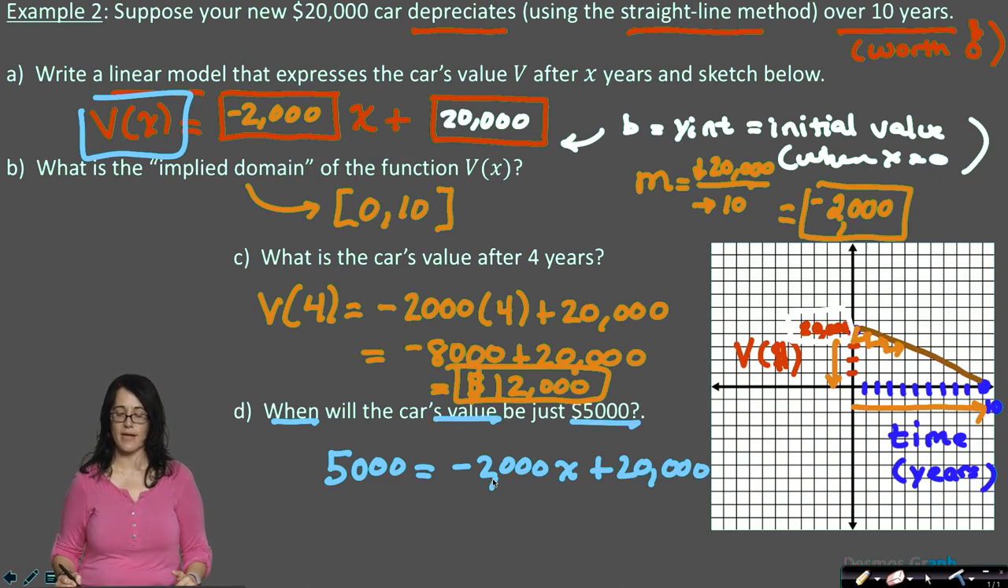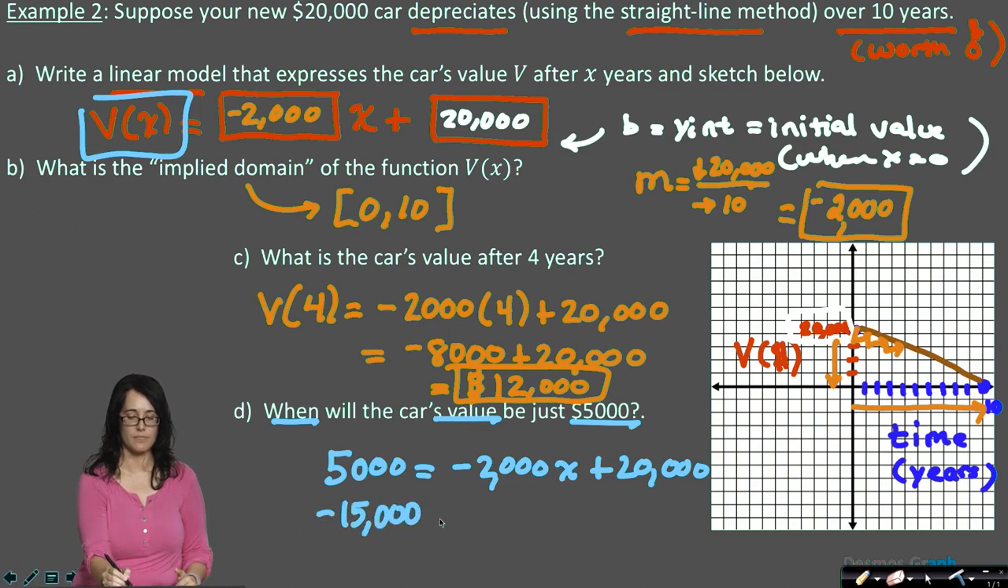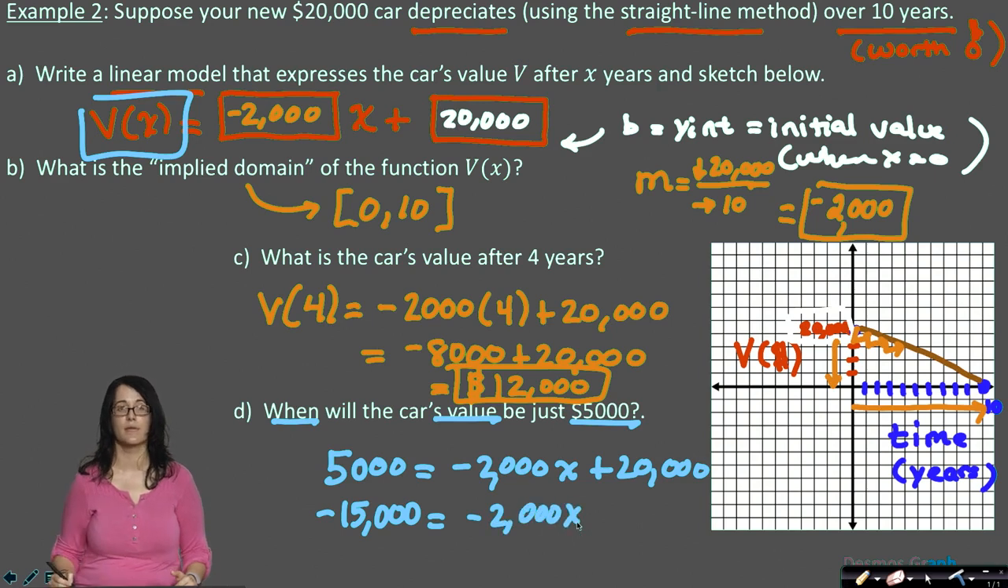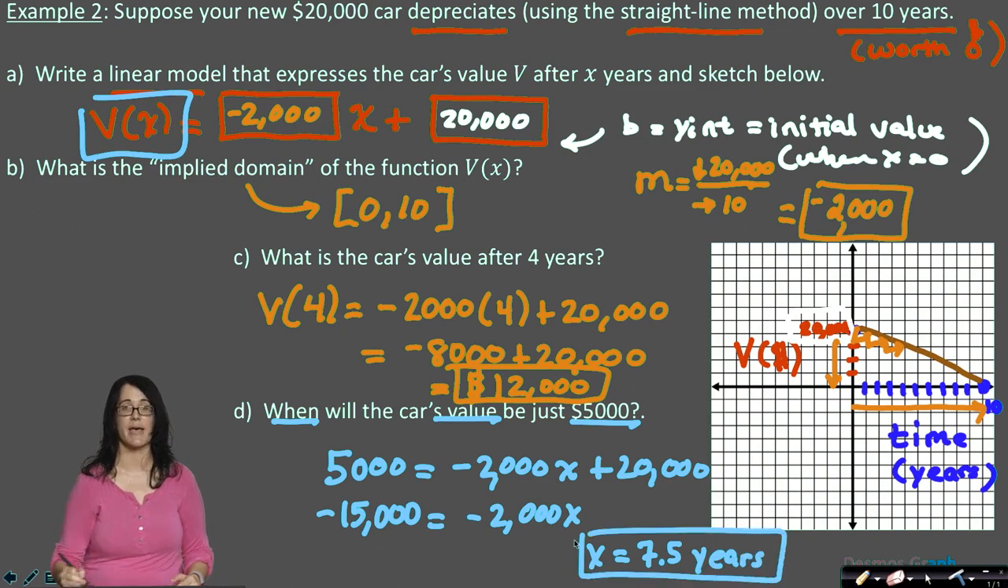So if I were to solve this for x, I would have moved my 20,000 perhaps to the left side by subtracting it. That would give me negative 15,000 equaling negative 2,000x. Then I would have divided both sides by whatever is touching x. So dividing both sides by a negative 2 grand means you're going to get a positive 15 over 2, also known as 7.5. So 7.5 years. So after 7.5 years, I expect my car to only be worth $5,000. And maybe that's when I'm going to sell it because I want to make some money on it, not be worthless.